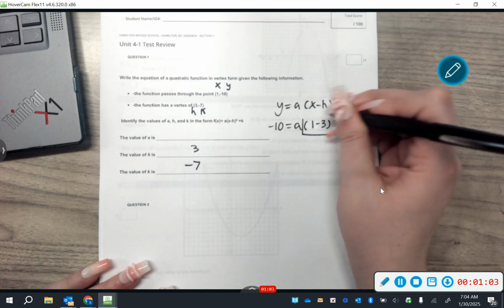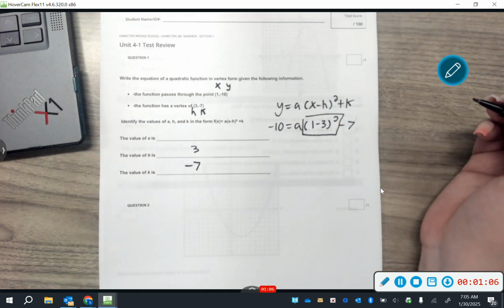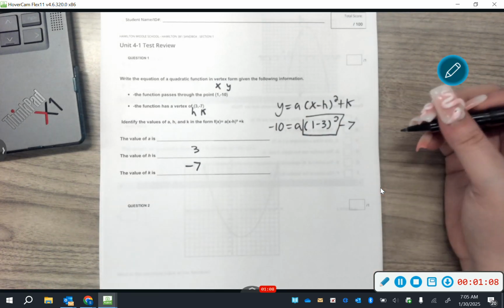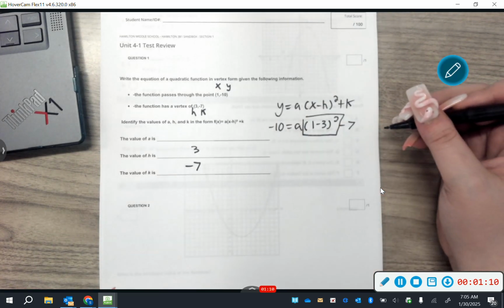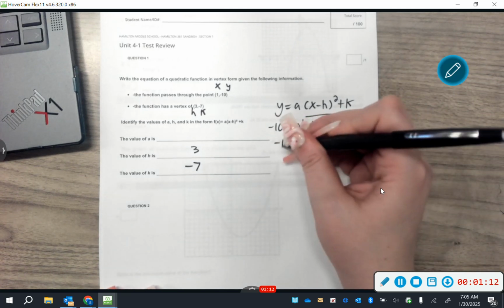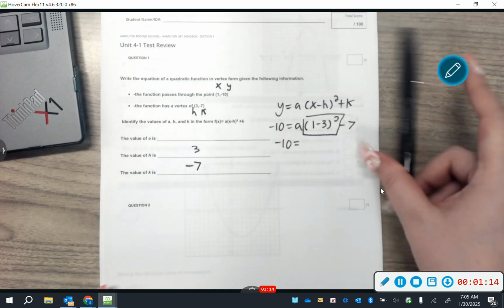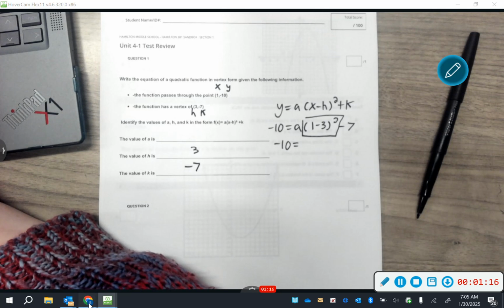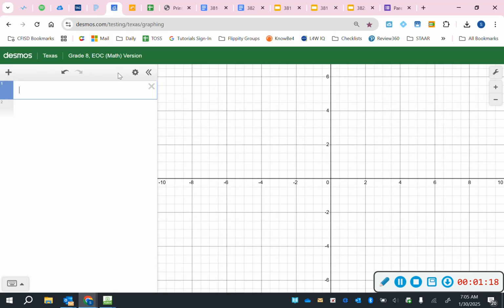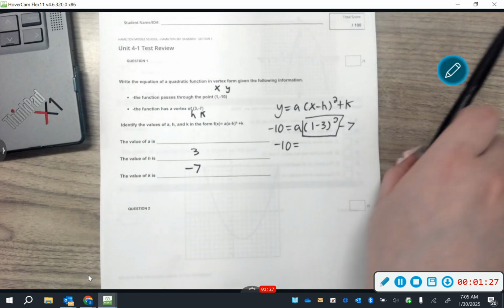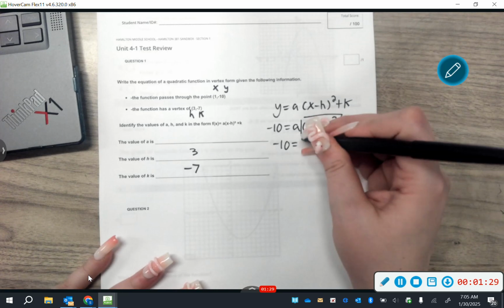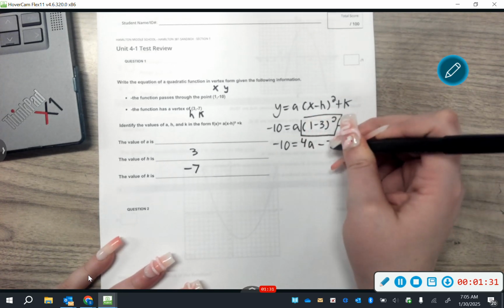Next thing I do is just plug this one part into my calculator. To save some time, I'm not going to plug it in. I'm going to tell you it's going to be 4. Negative 10 equals, I should plug it in. I shouldn't be lazy. Okay. So I'm just plugging in parentheses 1 minus 3 squared. There's your 4. Okay. So my 4 goes in front of my a for a minus 7.